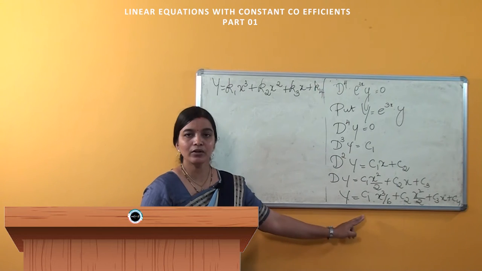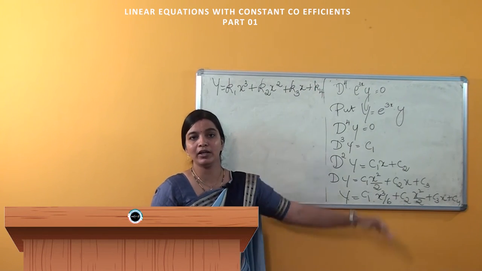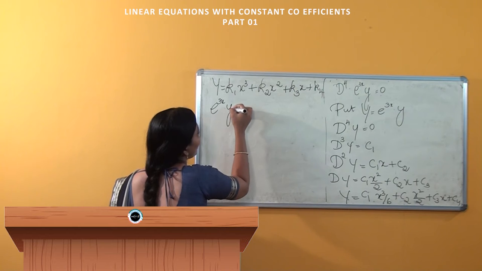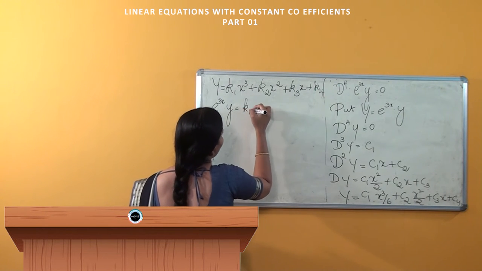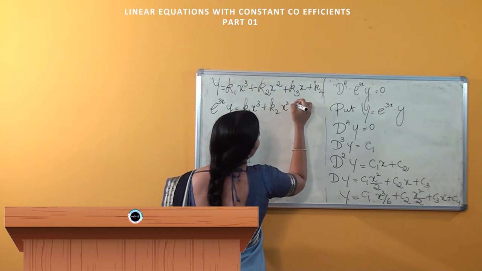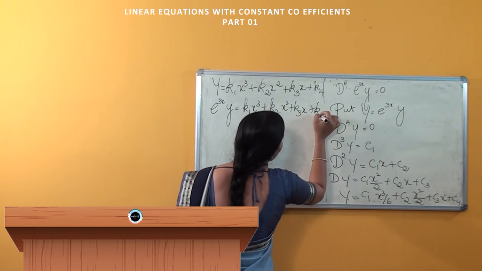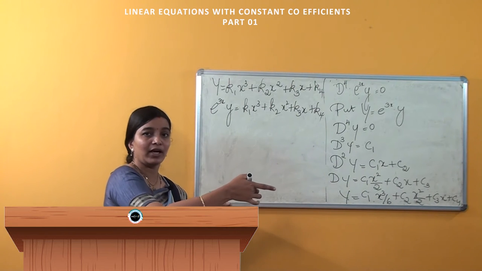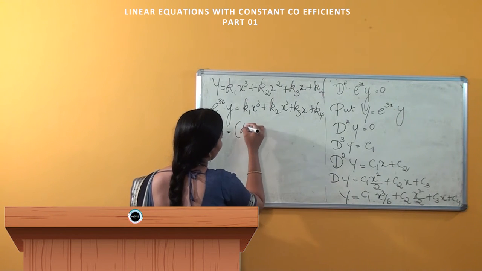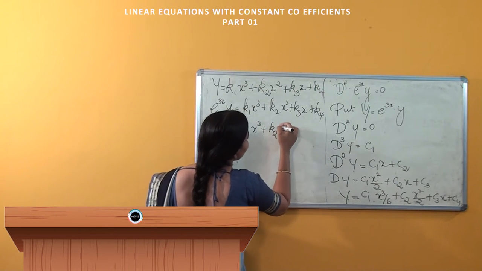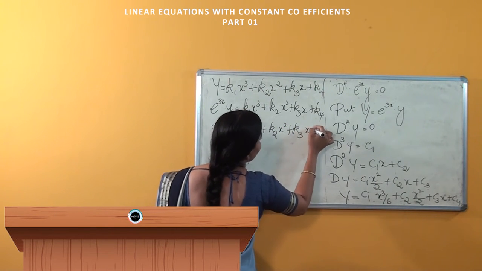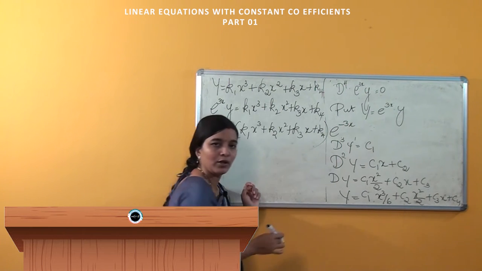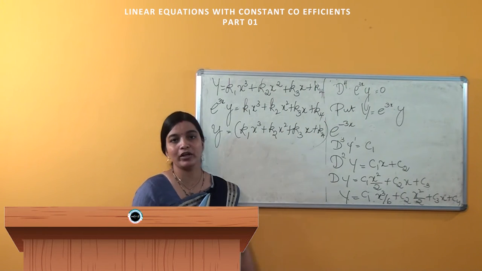So here we have represented the constants using k1, k2, k3 and k4. But what is Y? We substituted e^(3x) y as capital Y. So e^(3x) y = k1 x^3 + k2 x^2 + k3 x + k4. Here e^(3x) is there; if I take it to the other side, I'll get e^(-3x). So y = (k1 x^3 + k2 x^2 + k3 x + k4) e^(-3x). This is the solution of the given equation.